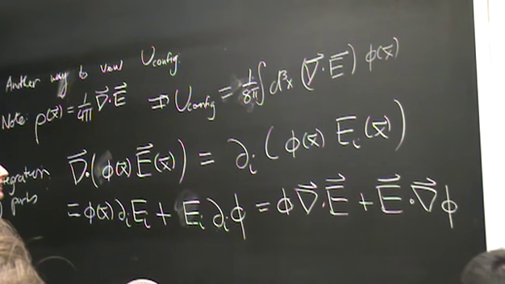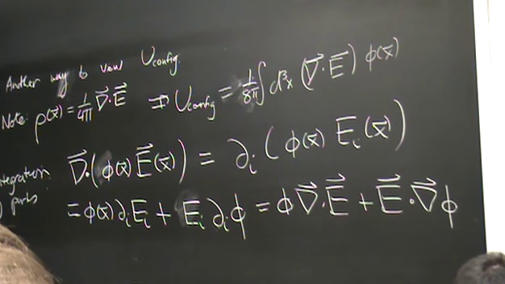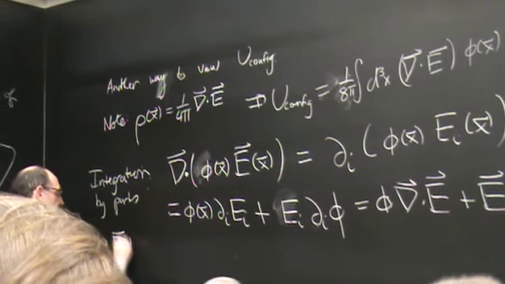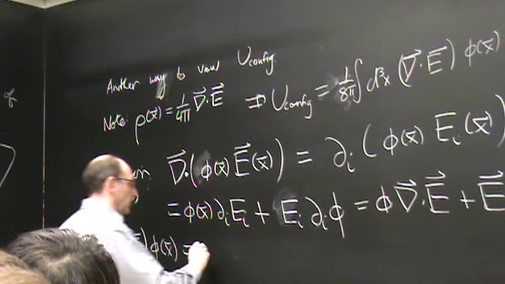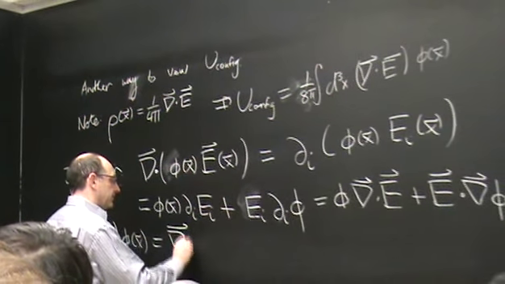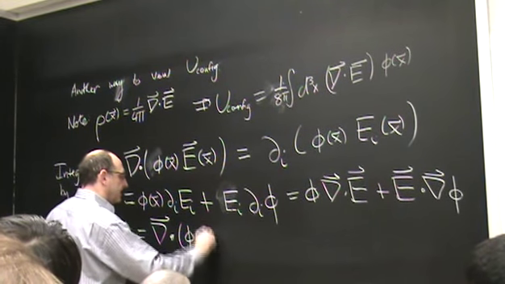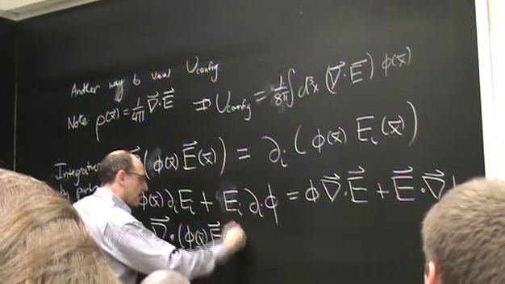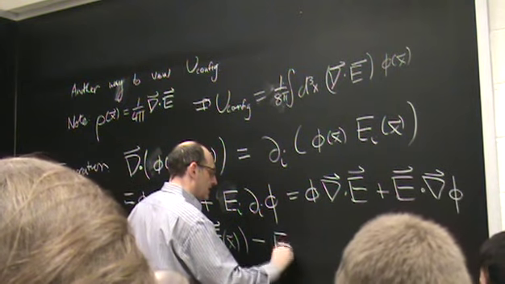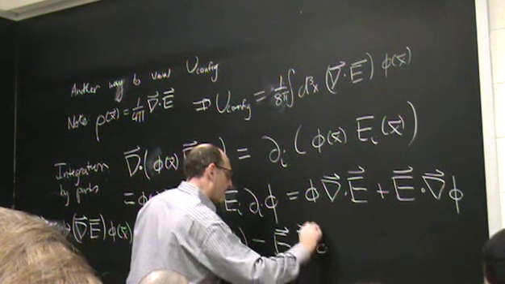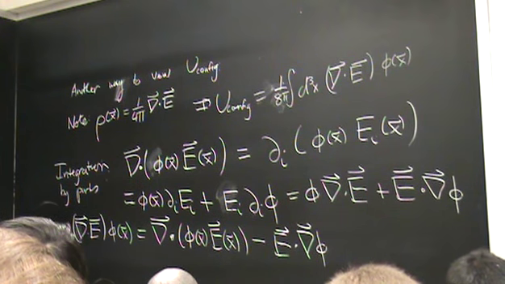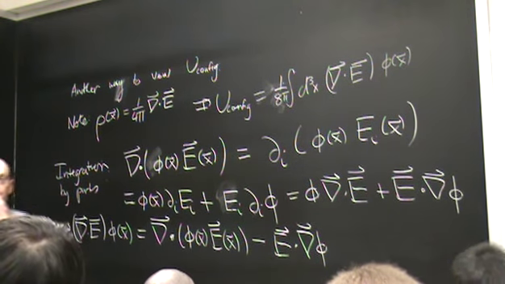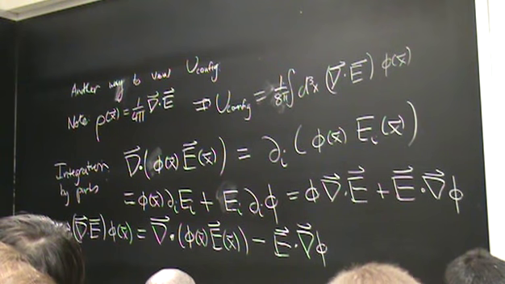So what we see then is that del dot E times potential is equal to the divergence of phi times E minus E dot grad phi. Just solving this, moving this to the other side of the equation. So far, so good?